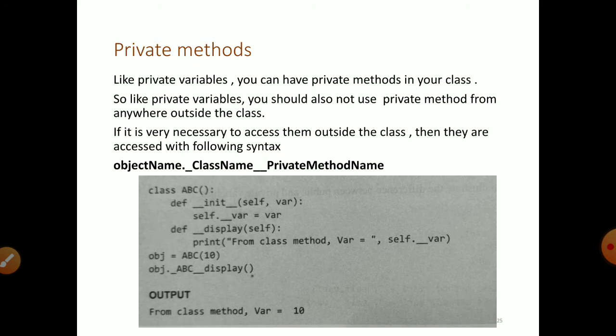Now what is the next concept? The next concept is private methods. What is meant by a private method? Like private variables, there are private methods also. You can even have private methods in your class. Usually we keep those methods private which have implementation details. So like private variables, you should also not use private methods from anywhere outside the class.